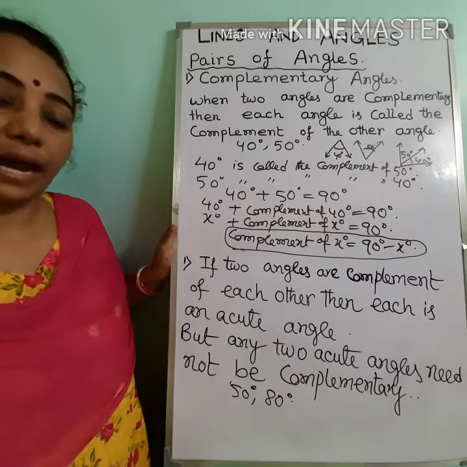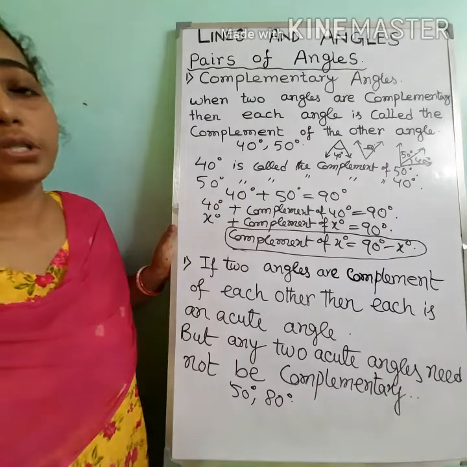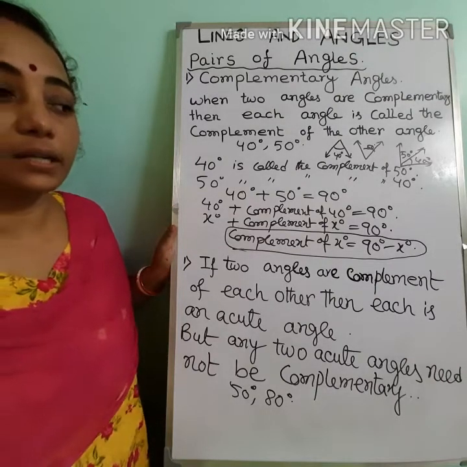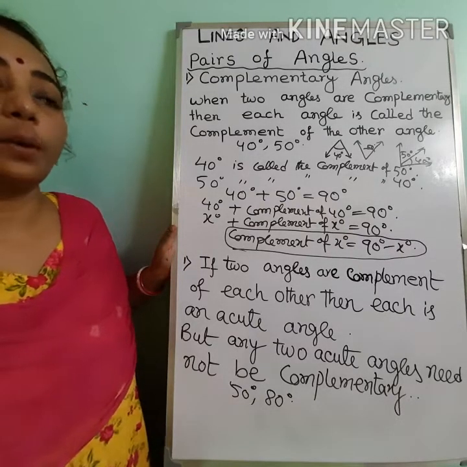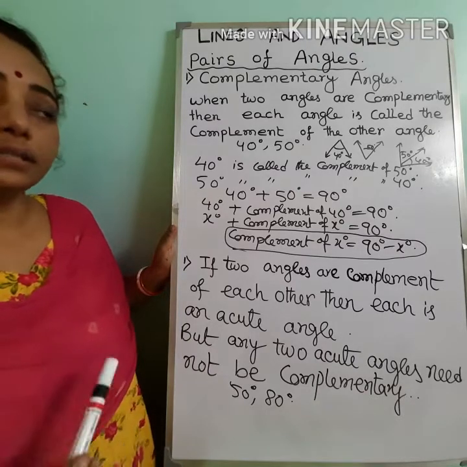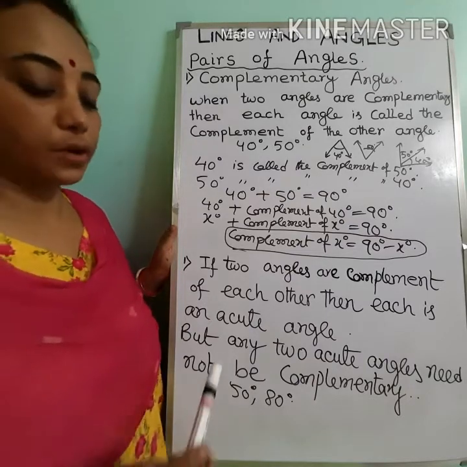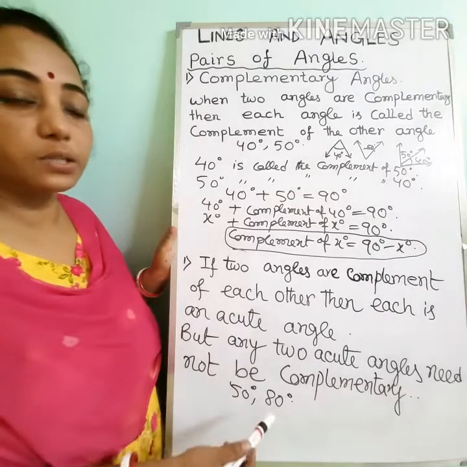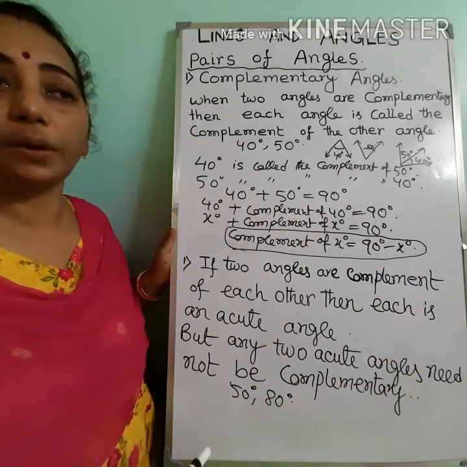Also, if we take right angles, we know the measure of a right angle is 90 degrees. So the sum of two right angles will always be more than 90 degrees, here it is 180 degrees. So two right angles cannot be complements of each other. But even among acute angles, there are some cases that are not complementary. For example, if we choose 50 degrees and 80 degrees, their sum is more than 90 degrees, so these two acute angles are not complements of each other.